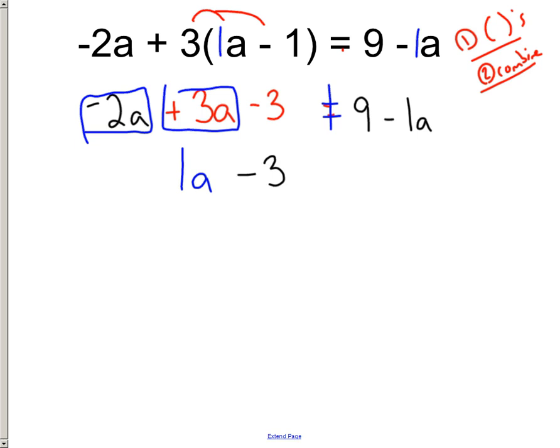Now, the equal sign is still sitting here. We need to take a look at this 9. Can I combine the 9 with this 1a? Since they're on the same side of the equal sign over here, the right side of the equation, can I combine these two? No, because one has an a, the other does not, so they just fall down.